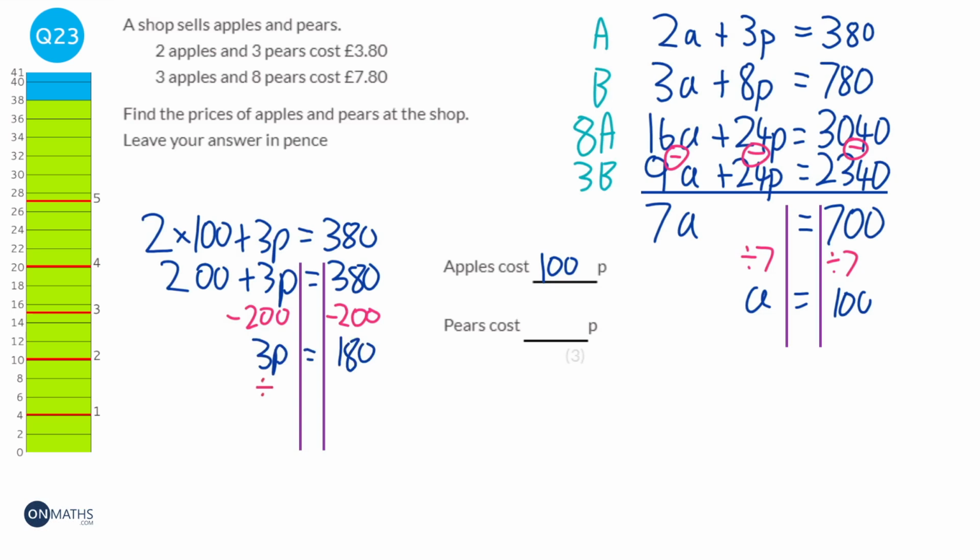And then we're going to just divide by 3 both sides. And we've got p equals 60. So a pear costs 60. Now we can check this by using the other equation there. So 3 times 100 is 300, plus 8 lots of 60 is going to be, what's that, 480? So that's going to be 780. So we know that we've got it right.